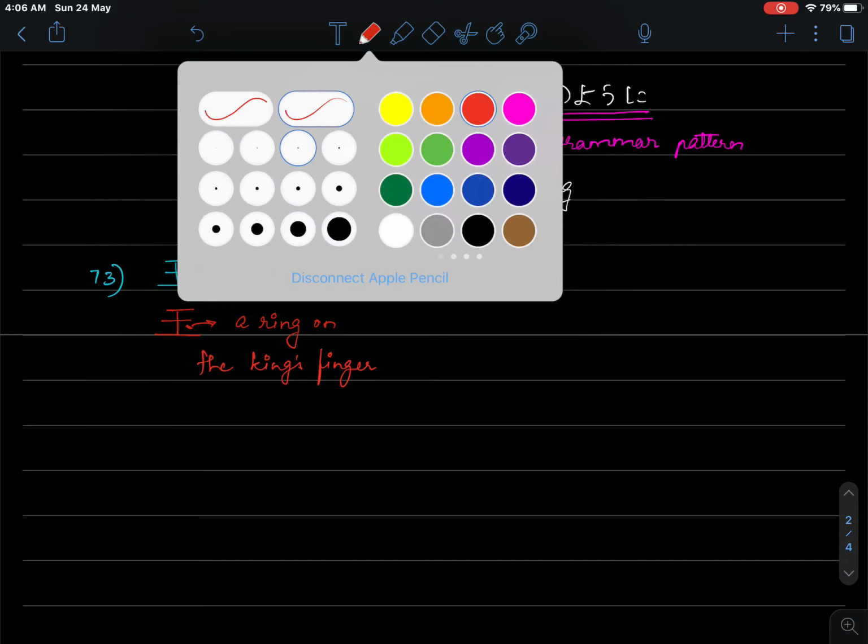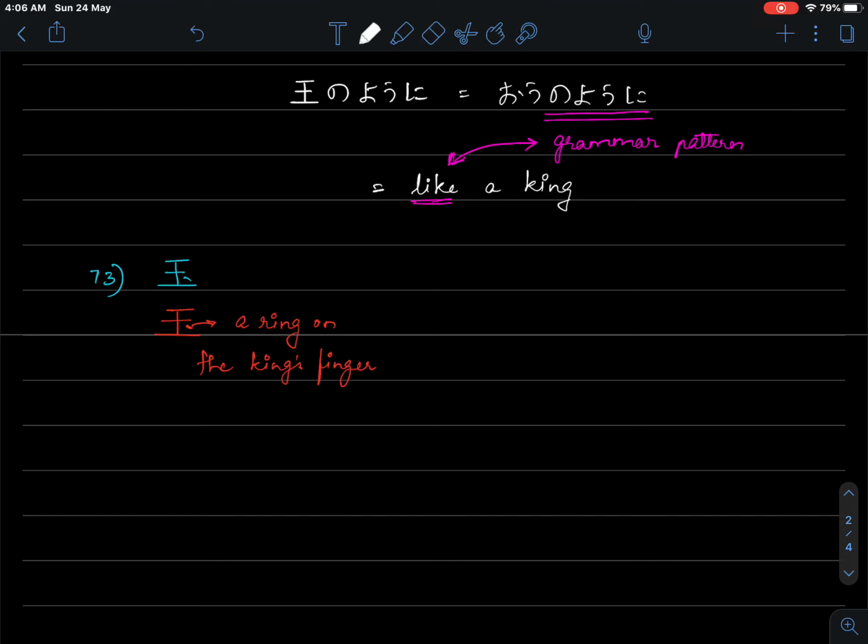Okay, and conveniently this means gem or a round or spherical object. So we all know that rings have gems in them usually, and not always, but a lot of times rings also happen to be round. So a ring in the king's finger, a gem, or a round spherical object. Okay, now let's have a look at the on and kunyomi.